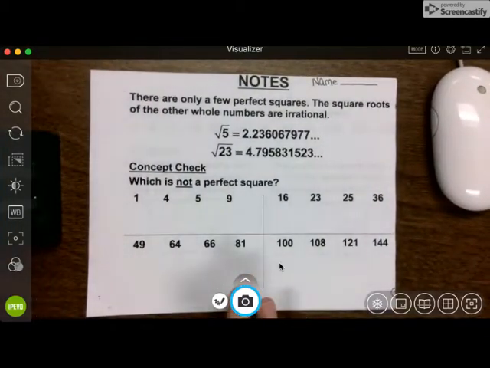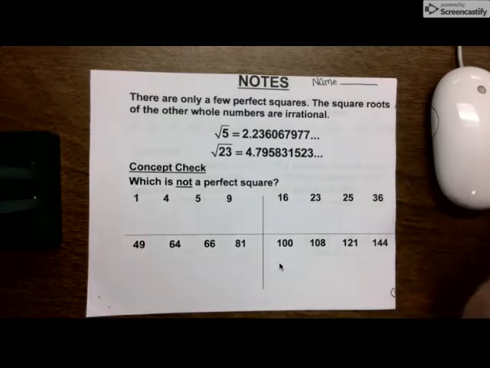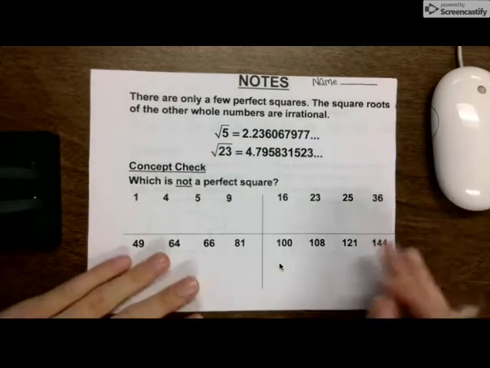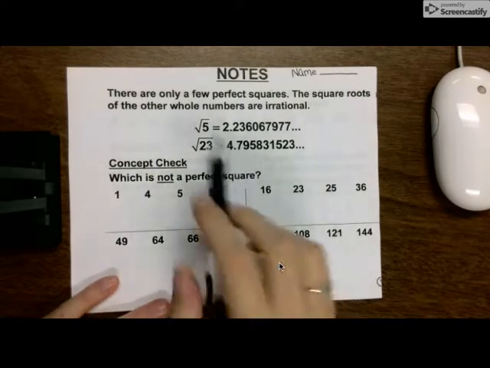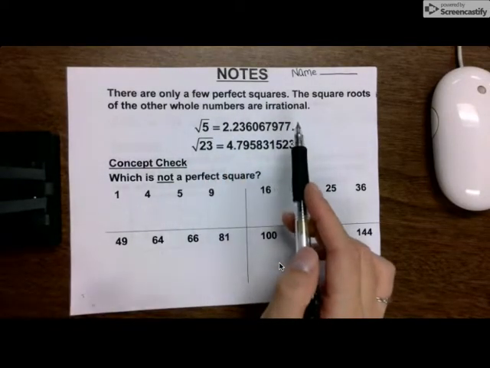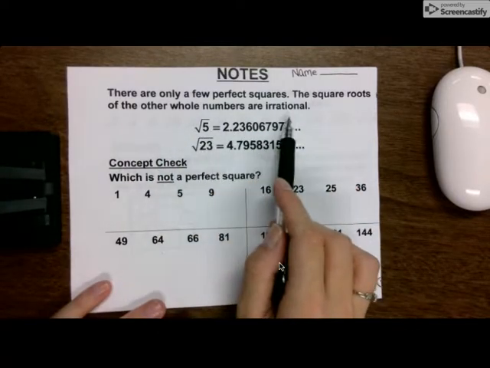Good morning. Okay, so what we are looking at today is non-perfect squares. Looking at the paper in front of you, that should be in your notebook, it says there are only a few perfect squares. You've already taken a test on this. You've already rocked it. You've already shown me that. The square roots of other whole numbers are irrational.